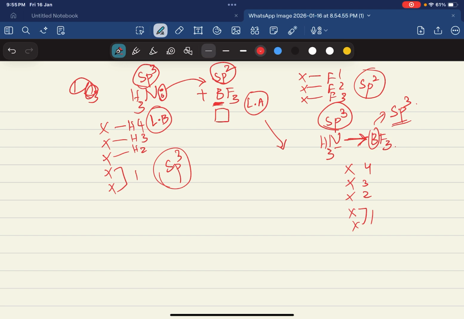This is the most important area to ask questions. And coming to the next one, we can also tell that CCl4 doesn't undergo hydrolysis due to the absence of d orbitals.